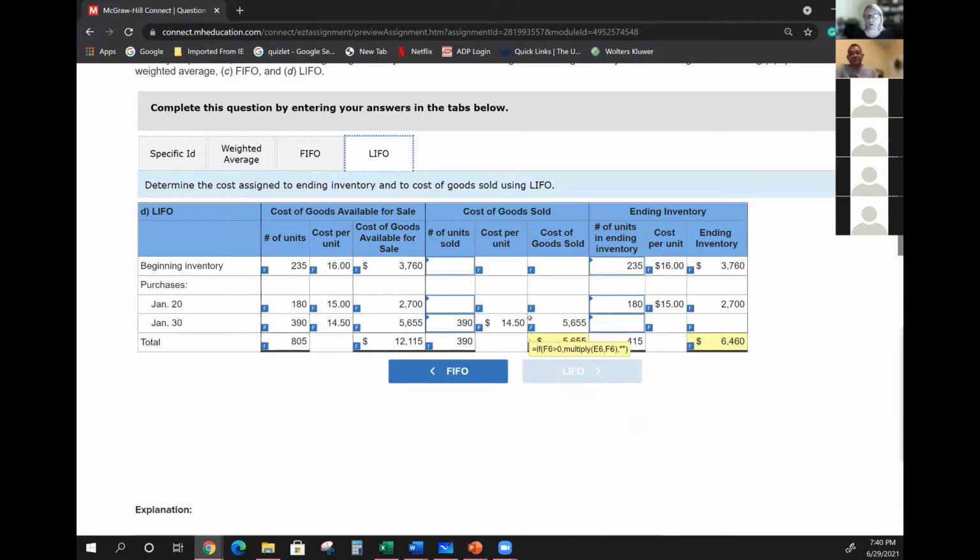Now, if I only bought 300, then I would say, okay, I'm going to use all those 300. And then where am I going next? I'm going to the January 20th batch, and it would come out of that 180. If I didn't have enough in that last batch, I would go to the next one up. So then I'm left with whatever I had in the beginning, that's what I'm left with on my books. So I have 180, plus I still have that original 235.